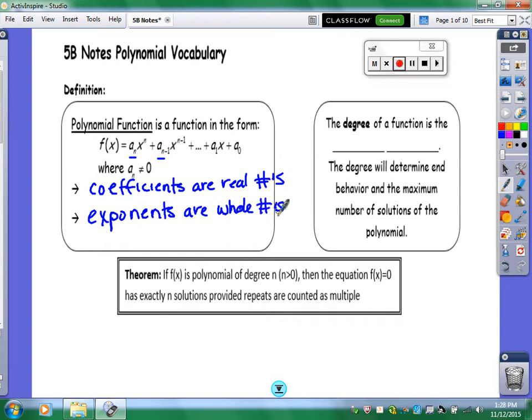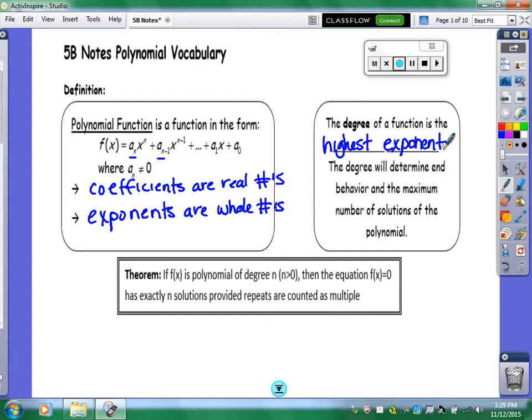So far we've dealt with two types of polynomial functions. Back in Algebra 1 you did linear, which has a degree of 1. Highest exponent is 1. And we've done quadratics, which has a degree of 2. So the degree of a function is the highest exponent. The degree will determine the end behavior and the maximum number of solutions of the polynomial.